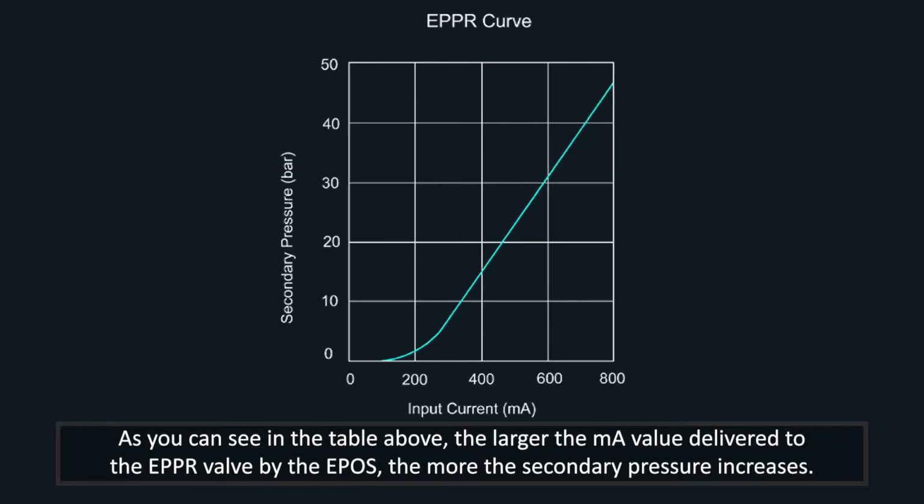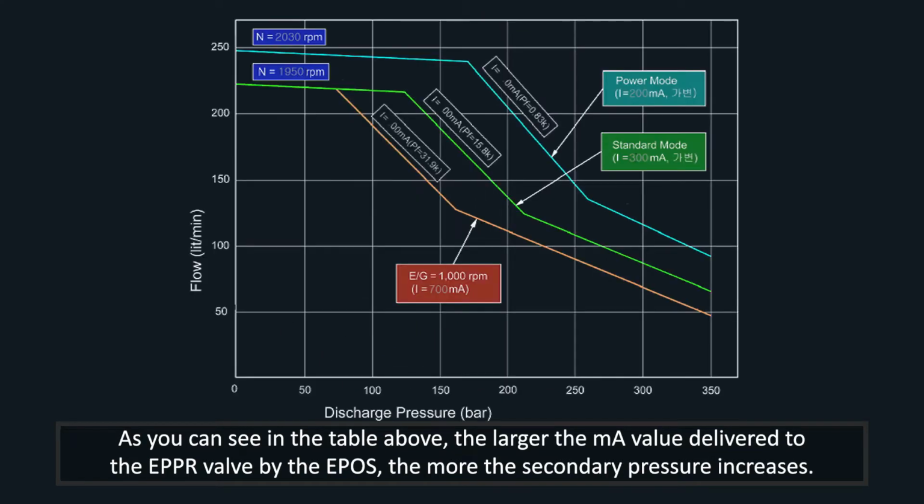As you can see in the table above, the larger the milliamp value delivered to the EPPR valve by the EPOS, the more the secondary pressure increases.